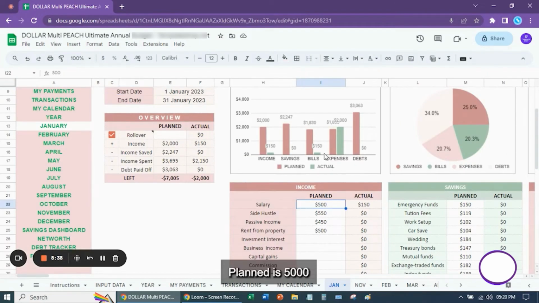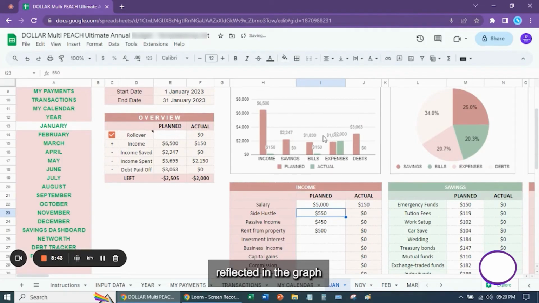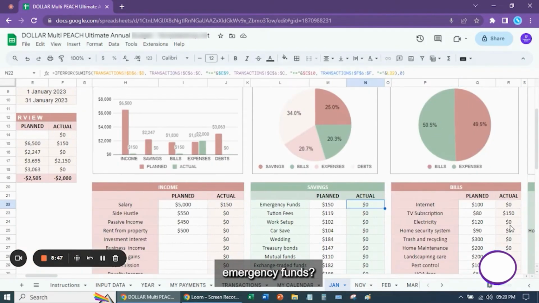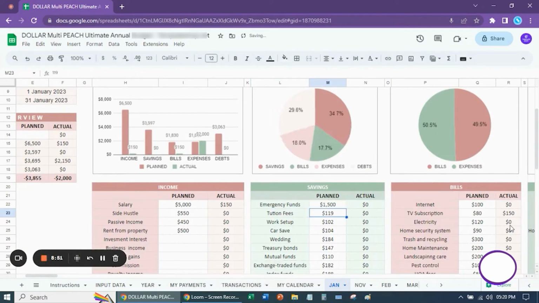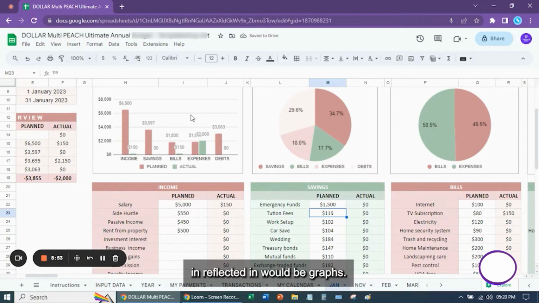Planned is 5,000, reflected in the graph. Emergency funds 150. I make it 1,500. Again reflected in both the graphs. So all of these are interconnected and very dynamic.